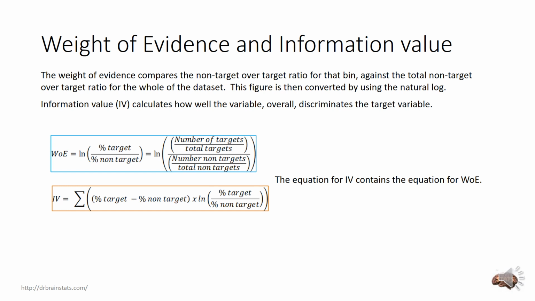And for our final prerequisite, we're going to investigate weight of evidence and information value. The weight of evidence compares the non-target over target ratio for that bin against the total non-target over target ratio for the whole of the database. The figure is then converted by using natural logs. Information value calculates how well the variable overall discriminates the target variable. And as we can see, the equation for IV contains the equation for the weight of evidence.